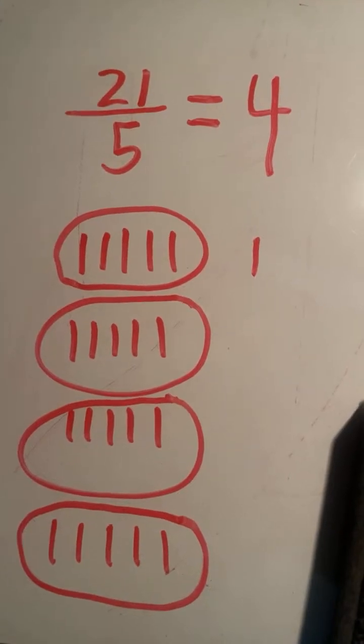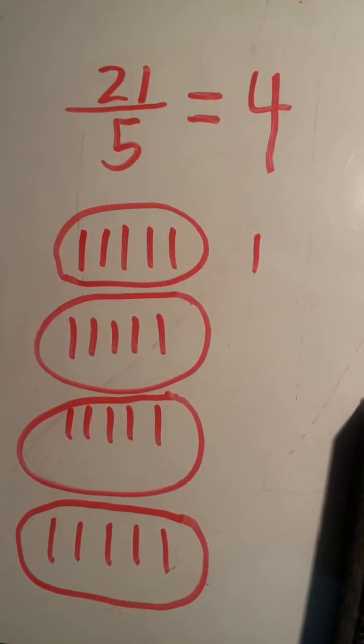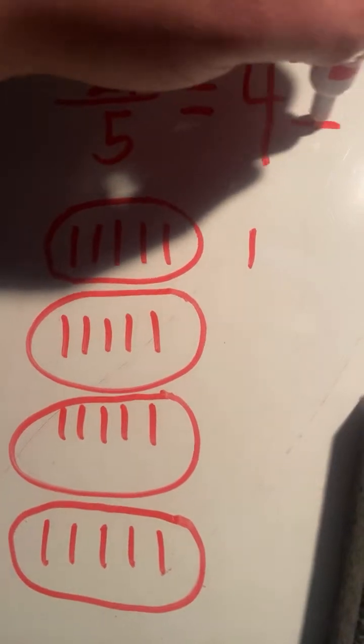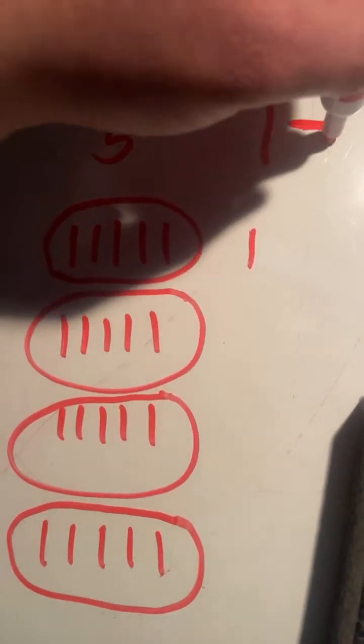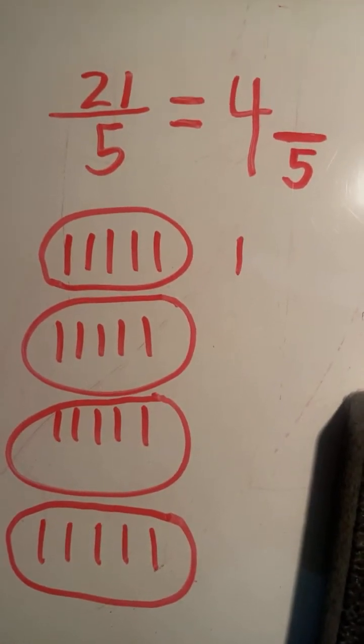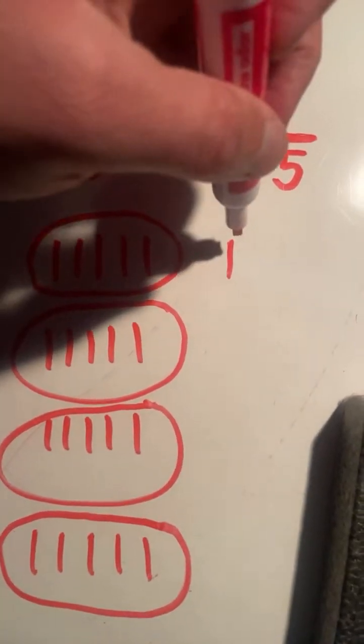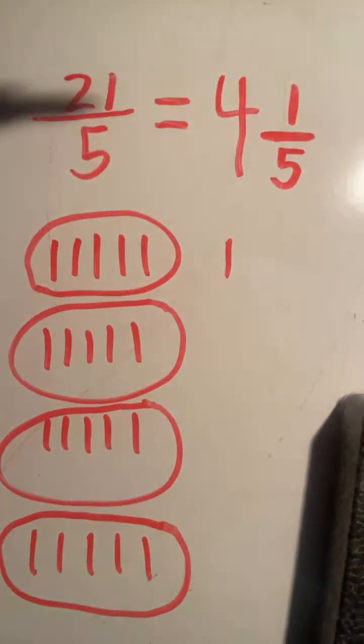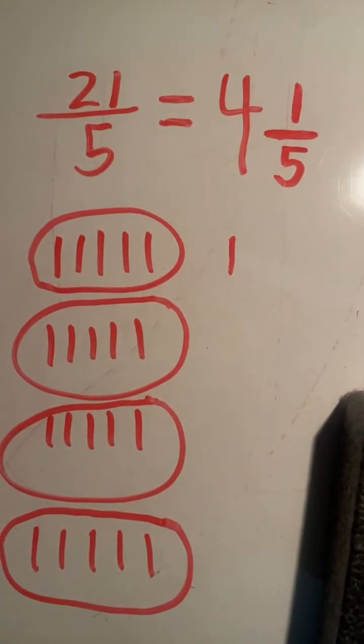Now the denominator for the improper fraction is going to stay the same for the mixed number. It always does. As somebody in the chat commented and pointed out. Appreciate you for that. Now our remainder is our numerator. We have a remainder of 1. So 21/5 equals 4 1/5.